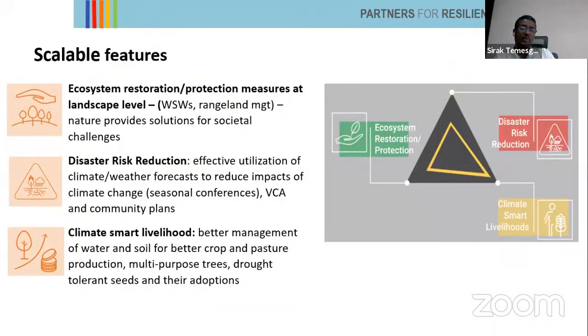Next. The scalable features which you have been really promoting and supported being adopted by different programs. The first one is ecosystem restoration and protection measures, especially the water spreading weirs and the rangeland management, so that people could really adopt those measures. The second one is disaster risk reduction. We have been supporting seasonal weather conferences where the seasonal forecasts and advisories are being shared. That will be disseminated through the extension agents on the ground. The last one is to promote climate smart livelihoods, where people adapt their livelihoods to the changing climate.